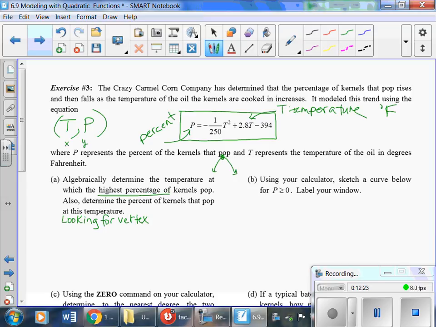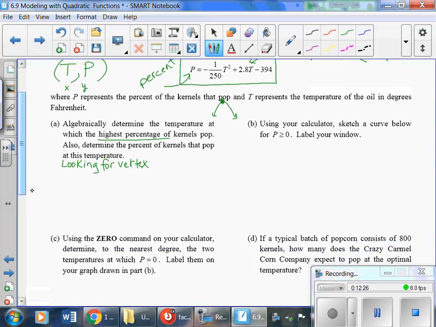So now if they're telling you to do it algebraically, we know we have to use our equation, x equals negative b over 2a. Now b is 2.8, and a is negative 1 over 250, kind of a crazy number. We don't need c for this one. So it's negative 2.8 divided by 2 times negative 1 over 250. And surprisingly enough, when you put this into your calculator, you actually get a pretty nice number. You get 350.